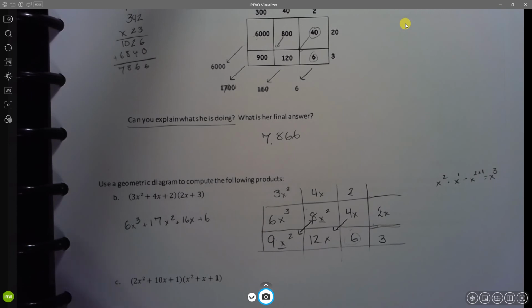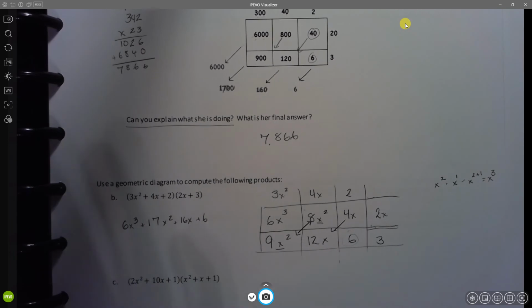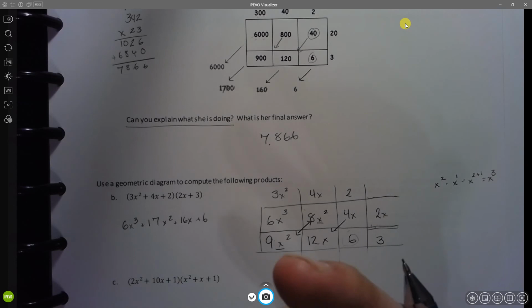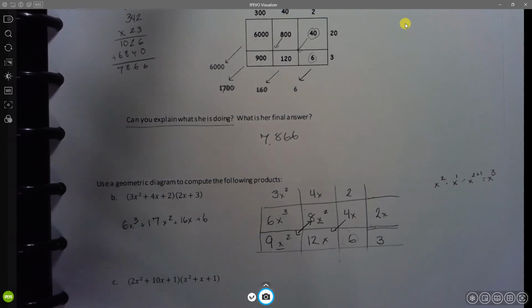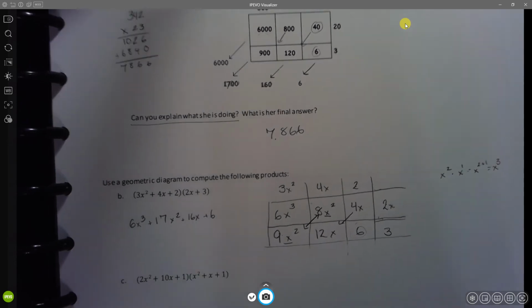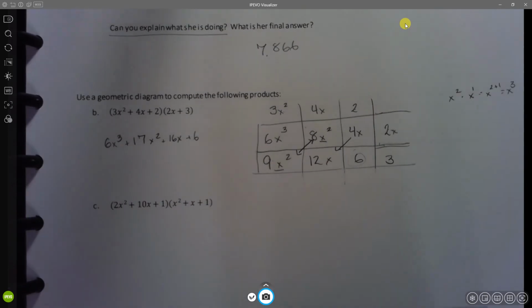I can show you the other way. It'll be a fun, long way, but for right now, this is a good way to introduce you to multiplying polynomials. This will get you a little bit more comfortable in doing it, okay? So let's look at C.